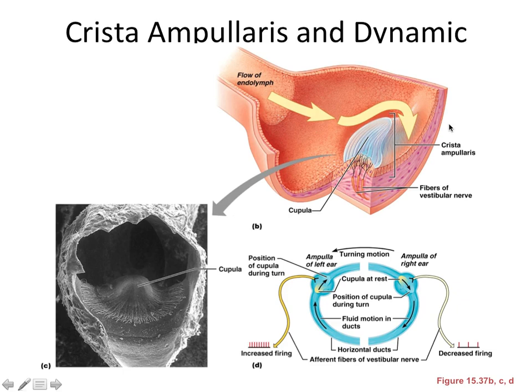Is to detect orientation. Okay, so how does this work? We can see this in the semicircular canal, where we have a specific structure called the crista ampullaris. It's here. It's also called the cupula. So the cupula is actually a bulging structure.